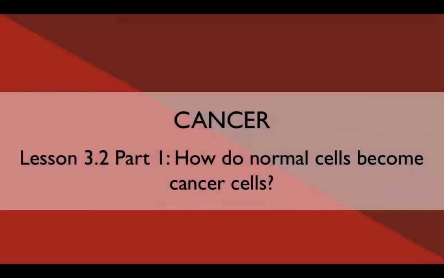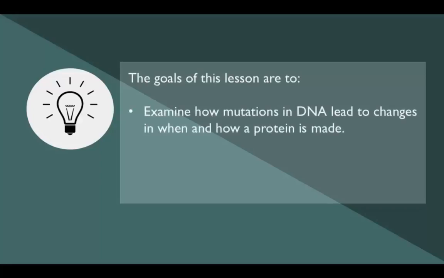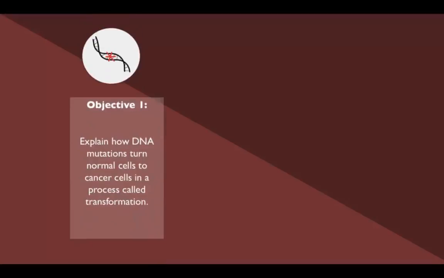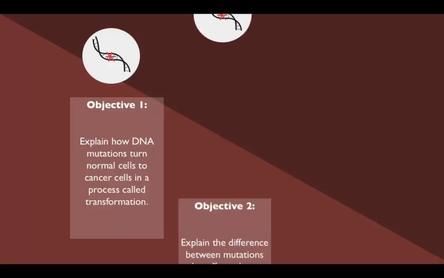Welcome to Part 1 of Lesson 3.2, How Do Normal Cells Become Cancer Cells? The goals of this lesson are to examine how mutations in DNA lead to changes in when and how a protein is made, and compare the consequences of mutations that affect large sections of DNA to mutations that affect single nucleotides. At the end of the lesson, the students should be able to explain how DNA mutations turn normal cells to cancer cells in a process called transformation.